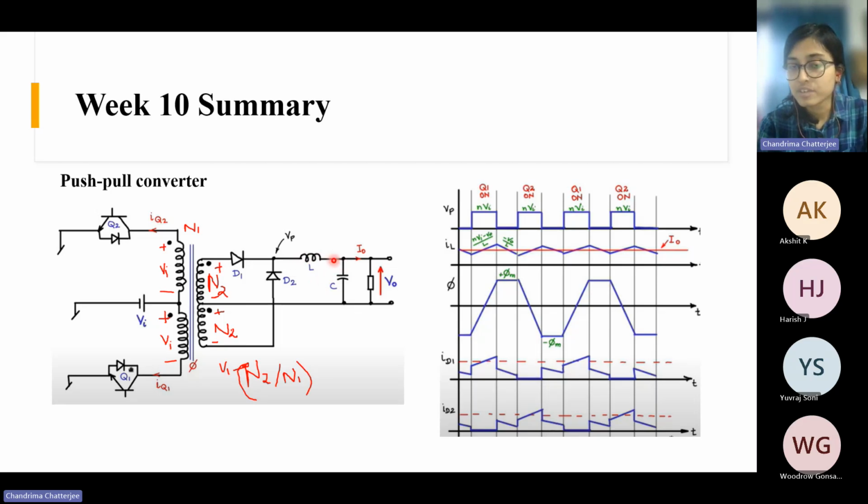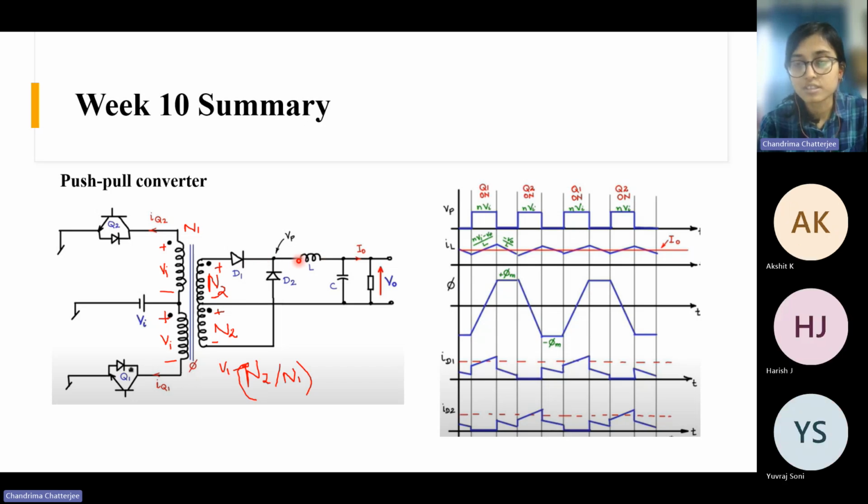What is the path? The current will come like this, and here it will split into two parts: through this winding like this, and through this winding via this diode, and then again back to the inductor, right? So this will be the current path.